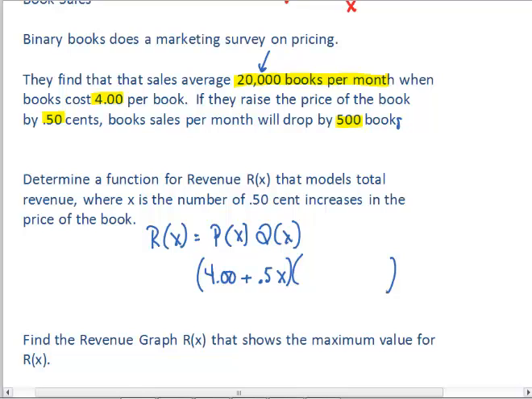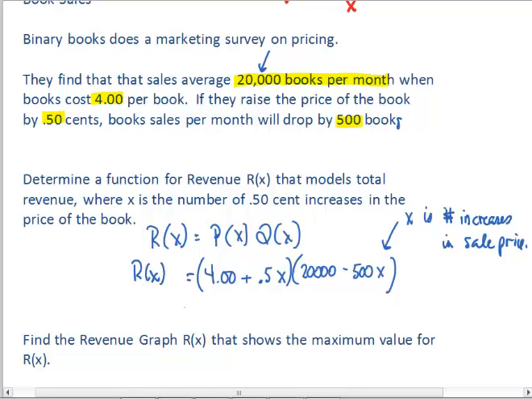And the quantity information from the marketing survey suggested that although you're selling 20,000 books per month, if you do raise it 50 cents a book, you're going to see a loss of 500 books for every increase that you have. So what X represents is the number of increases in sale price. For example, if I raise the price by 50 cents just once, X will be 1. If I do it twice, X will be 2. So this would be my revenue function.